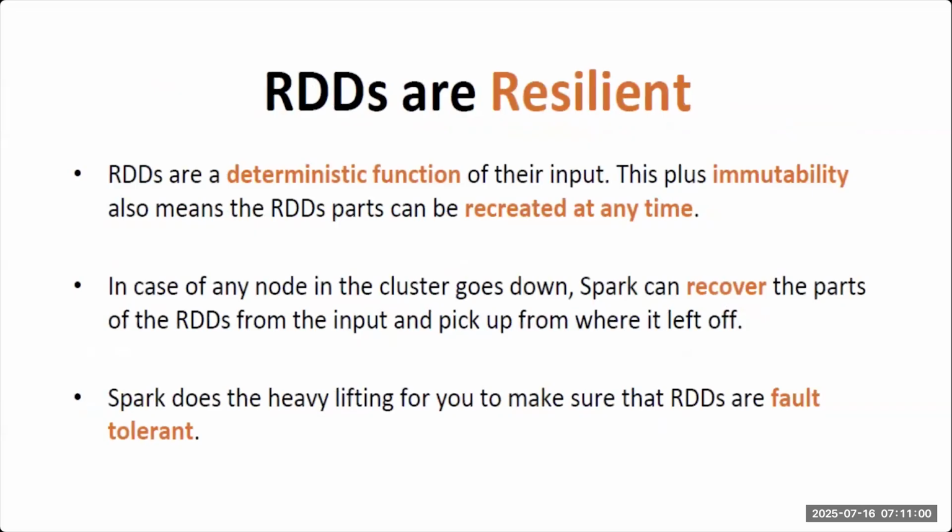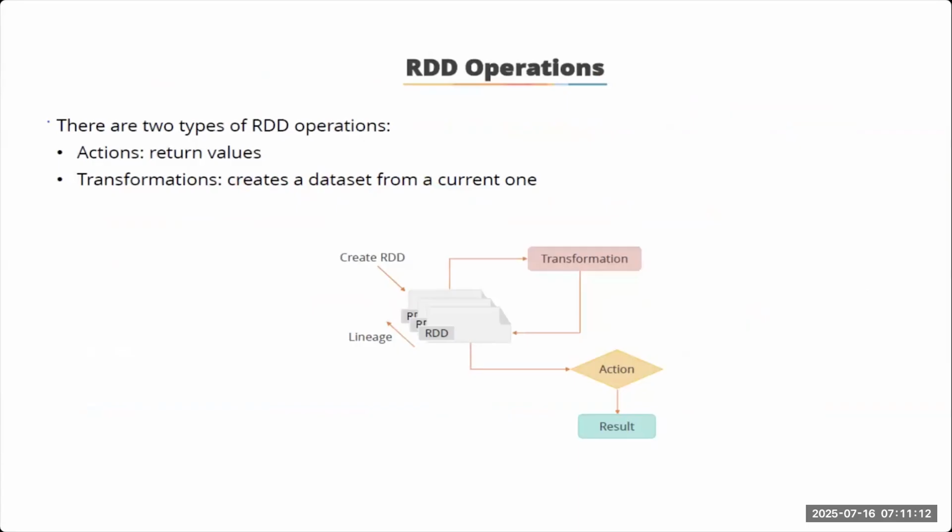Okay, RDD, we covered a resilient distributed dataset. Why do we call it a resilient distributed dataset? So there are two types of operation on RDD: one is action and another is transformation.